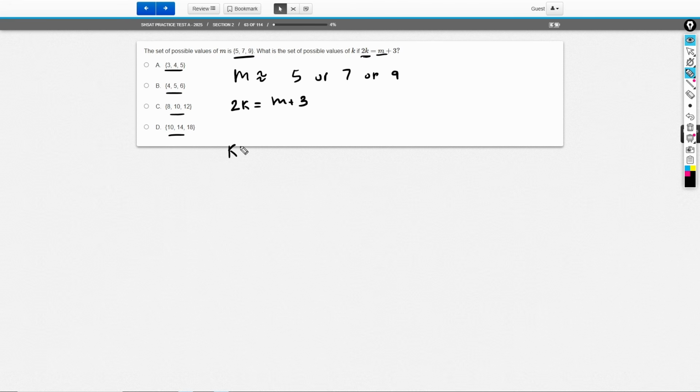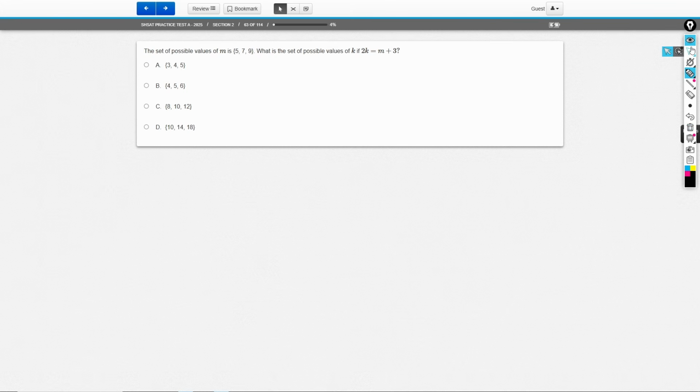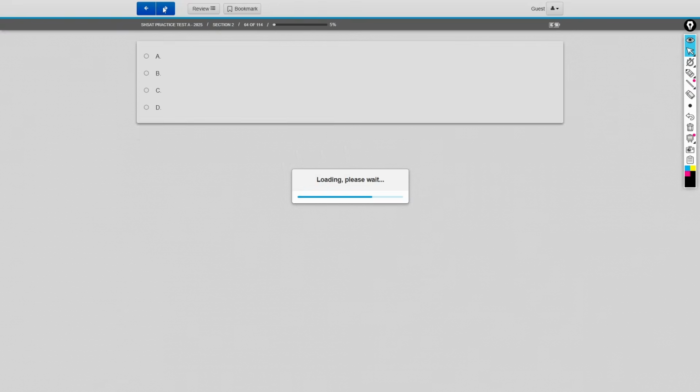I want the value of k only. So how do I turn 2k into k? I can just divide both sides by 2, and I get that k is equal to m plus 3 over 2. The next thing I needed to do is just plug in m into this equation. So when m is 5, I get 5 plus 3 over 2, which is 4. When m is 7, I get 7 plus 3 over 2, which is 5. And then finally, when m is 9, I get 9 plus 3 over 2, which is 6. So k has to equal 4 or 5 or 6, which is choice B right here, 4, 5, and 6. Go ahead, choose B, and move on.